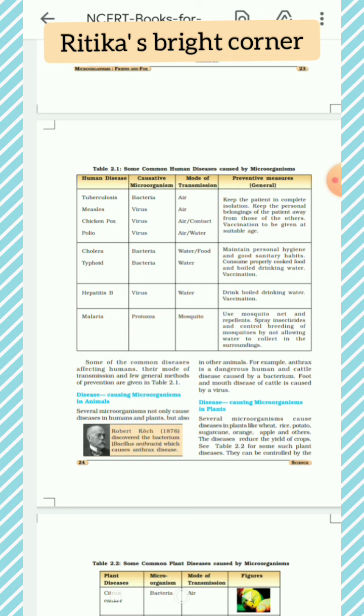At last we have malaria. Malaria is caused by a protozoan microorganism and its mode of transmission is mosquitoes. Use mosquito nets and repellents, spray insecticides, and control breeding of mosquitoes by not allowing water to collect in the surroundings. So these were the common diseases of humans caused by microorganisms.